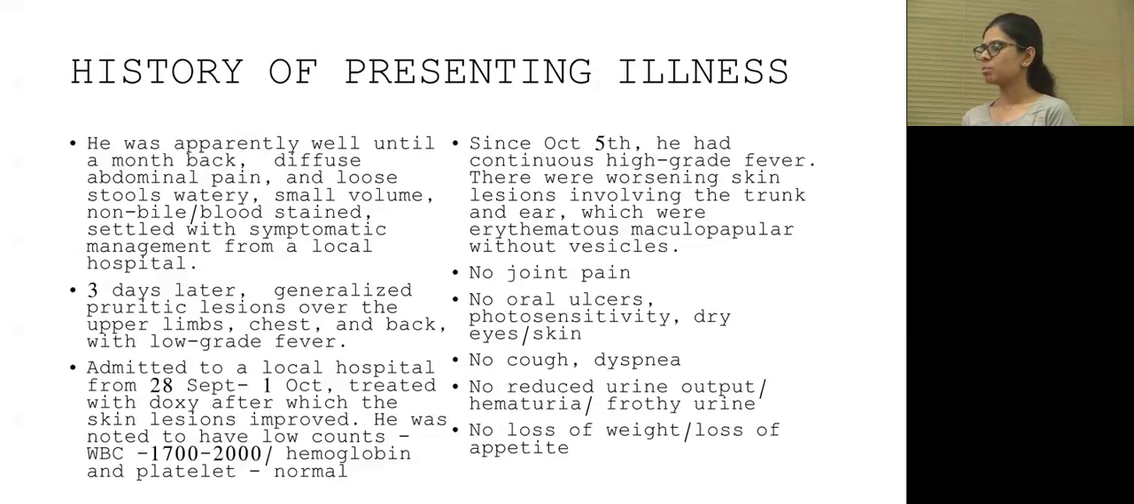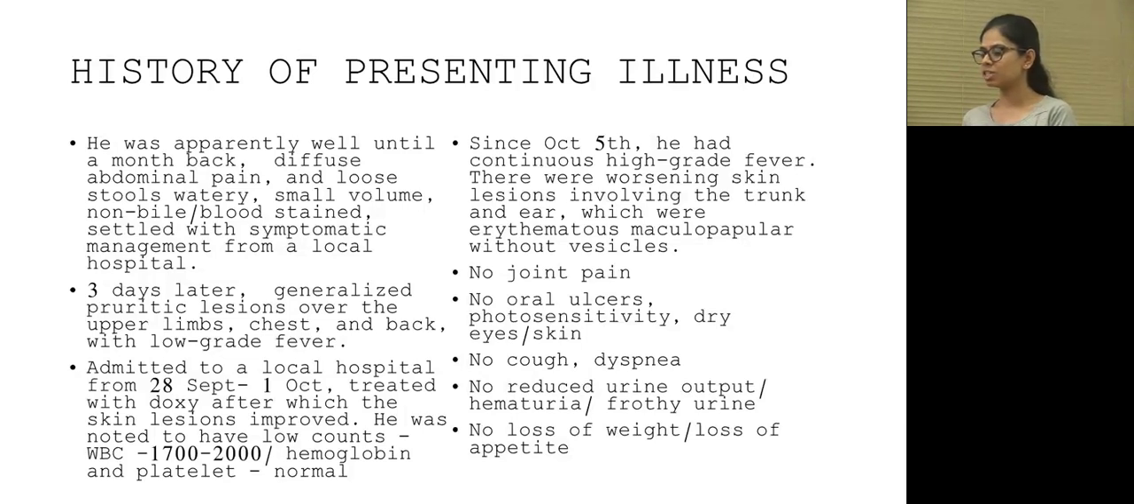Coming to the history of presenting illness, he was apparently well until a month back when he developed diffuse abdominal pain, which was non-radiating, associated with loose stools, watery, small volume, non-bile stained, non-blood stained, and it settled with symptomatic management from a local hospital. 3 days later, he developed generalized pruritic skin lesions all over his upper limbs, chest, and back, associated with a low-grade fever without chills and rigors. With this complaint, he was admitted to a local hospital from 28th of September to 1st of October, where he was treated with doxycycline, after which the skin lesions improved.